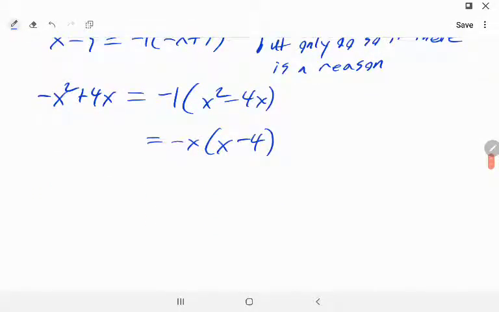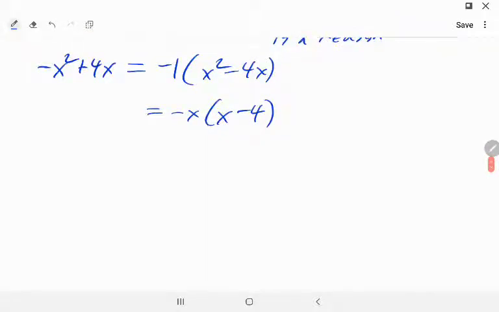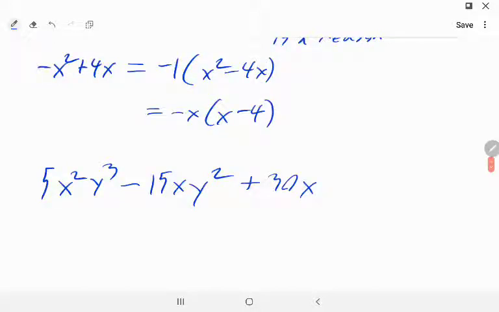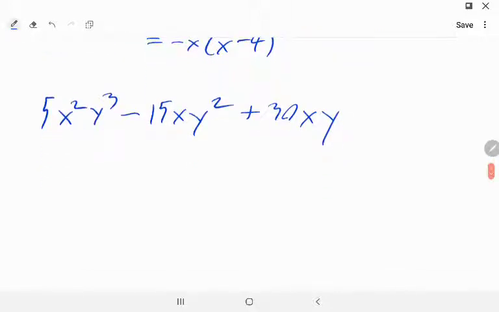Let's look at one that's just a little more complicated. I'm sick of 3, so we'll stop using 3 and do 5. If we had 5x cubed y cubed minus 15xy squared plus 30xy, the greatest common factor is 5xy. The biggest power of x in all three terms is x to the first, the biggest power of y in all three terms is y to the first, and the biggest constant common factor is 5.